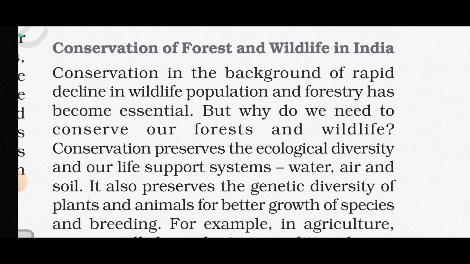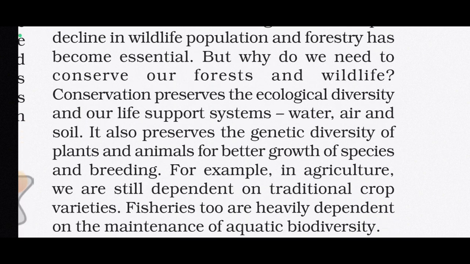Conservation of forest and wildlife in India. So conservation in the background of rapid decline in wildlife population and forestry has become essential. But why do you need to conserve our forest and wildlife? Conservation preserves the ecological diversity and our life support systems, water, air and soil. It also preserves the genetic diversity of plants and animals for better growth of species and breeding.